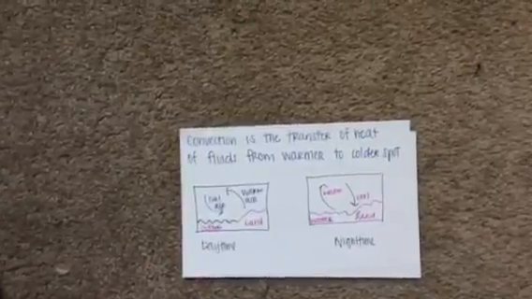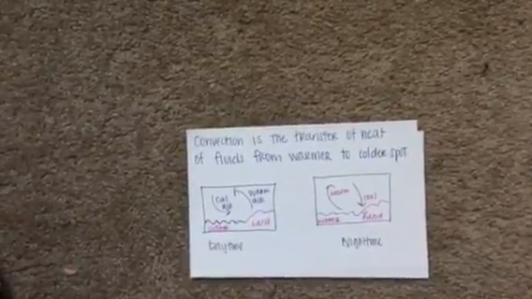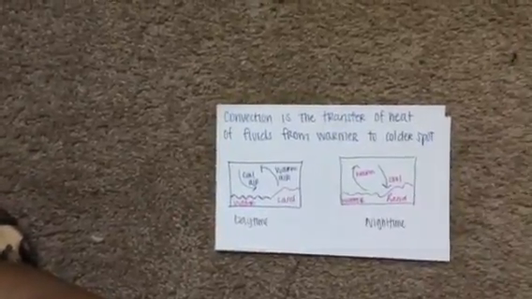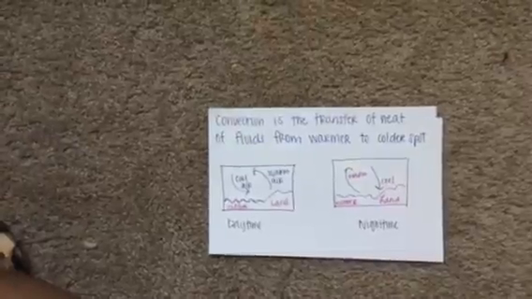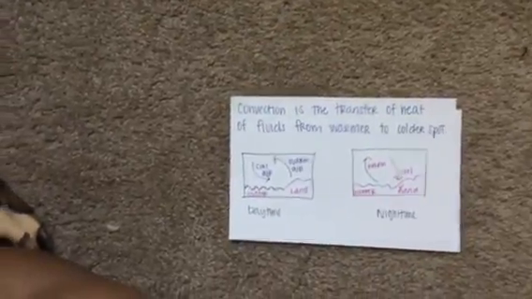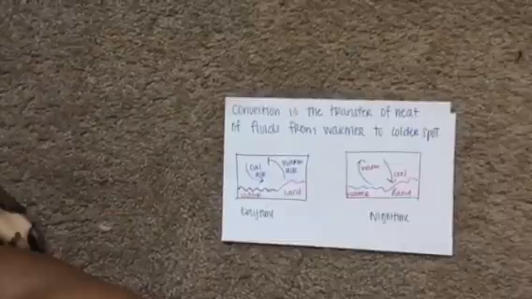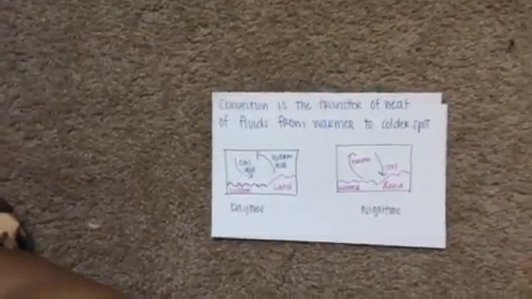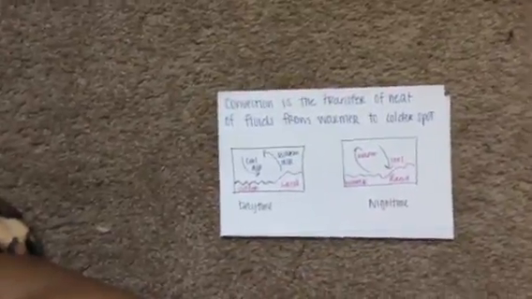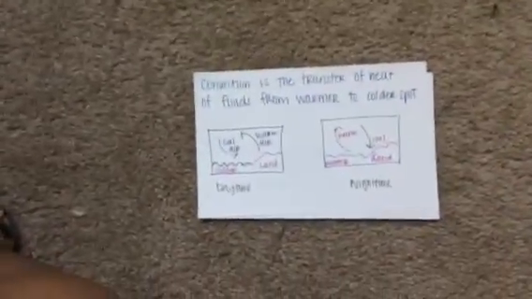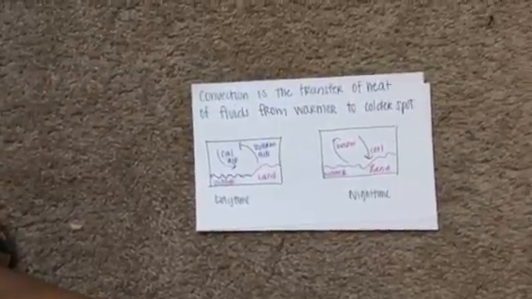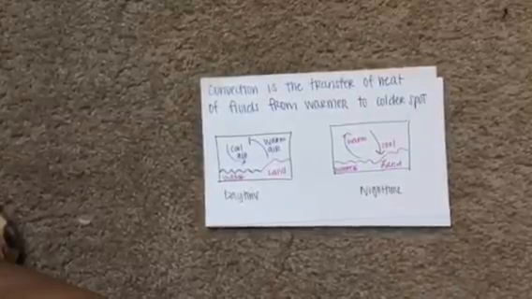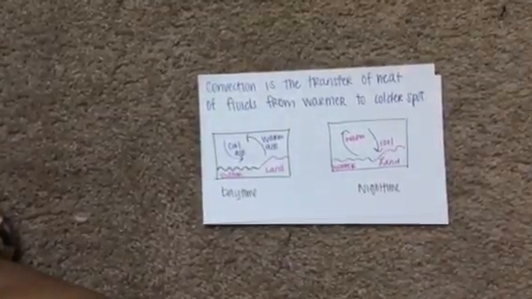Next, we have convection. Convection is the transfer of fluids from a warmer spot to a colder spot. Now, I drew two pictures, a daytime and a nighttime. As you can see, the warmer air is rising. So, in the daytime, the land is warmer than the ocean, and the warm air over the land rises, and the cooler air over the ocean sinks and rushes underneath to fill the space.